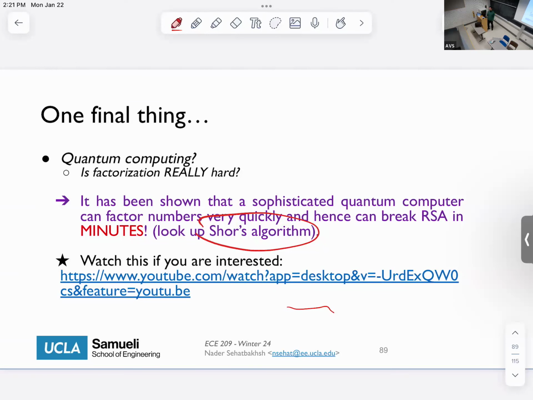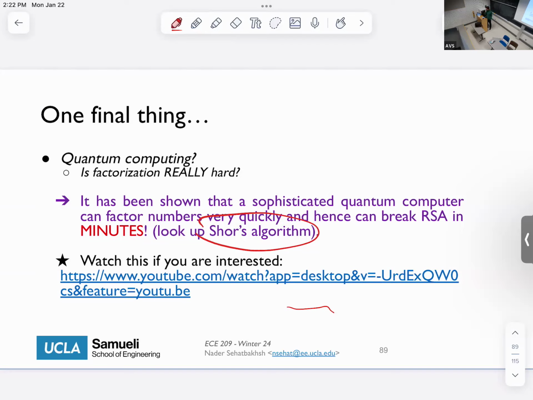So even though big quantum computers are not yet possible, our cryptography algorithms are still not secure anymore, right? That's why many of the systems right now are even using post-quantum cryptography.